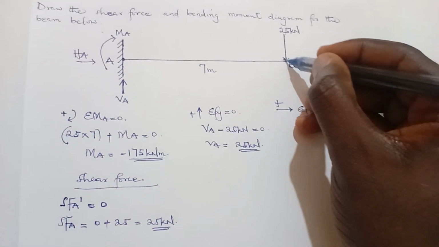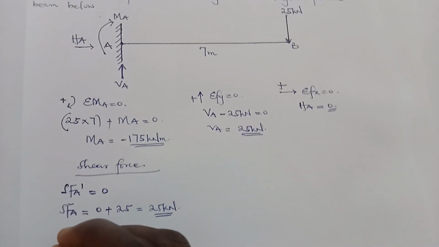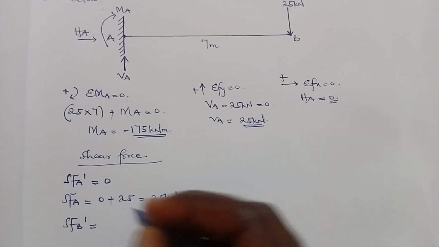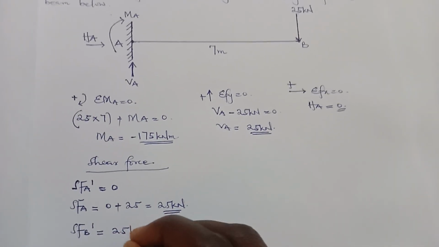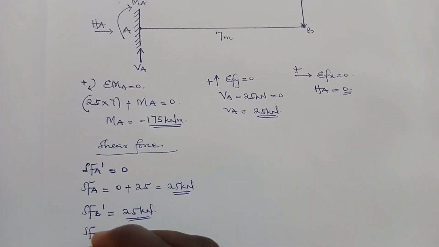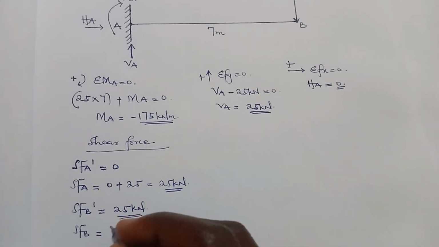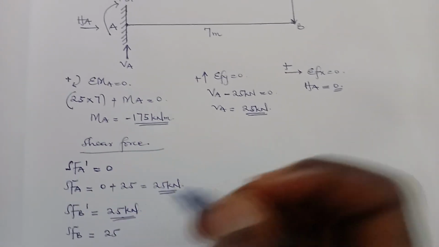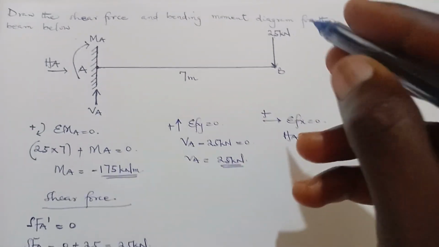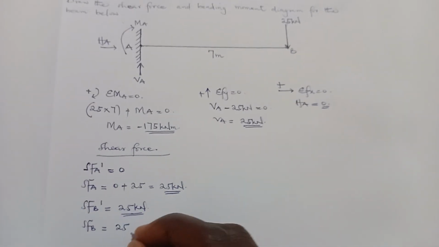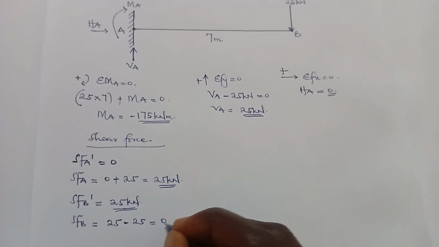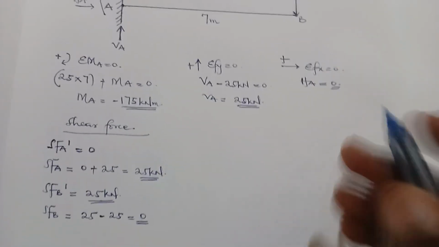Now let's calculate for the shear force at B. So we'll calculate two shear forces. Shear force at B prime is equal to the previous one, which is 25 kilonewton. Then we'll calculate for shear force at B. We'll pick the previous one, which is 25. Then we'll factor in the vertical force acting at B. It's moving in the downwards direction, so it is negative. So it will be minus 25. And this will give me 0. So that's the calculation for the shear force.